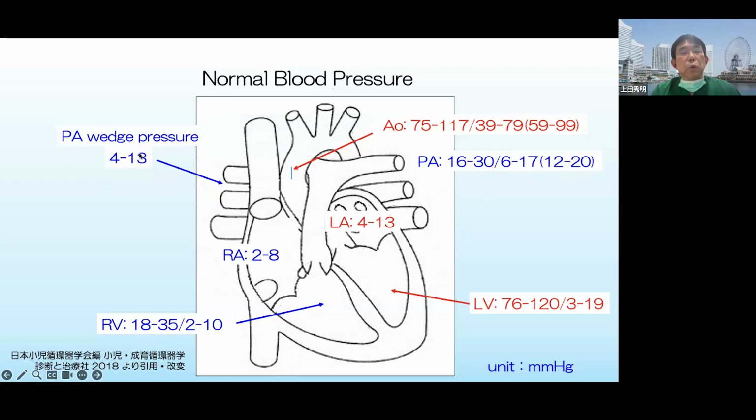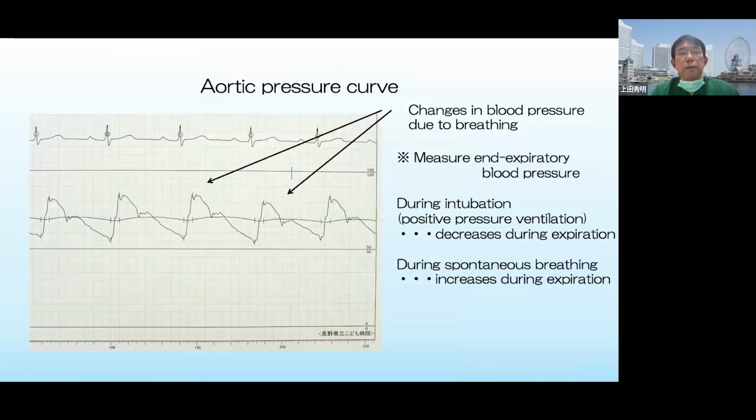So the PCWP pressure should be around maybe 4 to 13 millimeters of mercury, which means that LA pressure is 4 to 13. And LV pressure should be around maybe 76 to 100. The end-diastolic pressure should be around maybe 10. So these are only the normal patterns, right? And we have to keep those normal limits in mind.